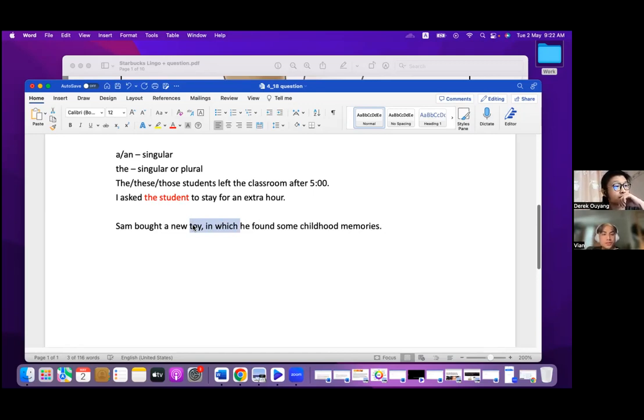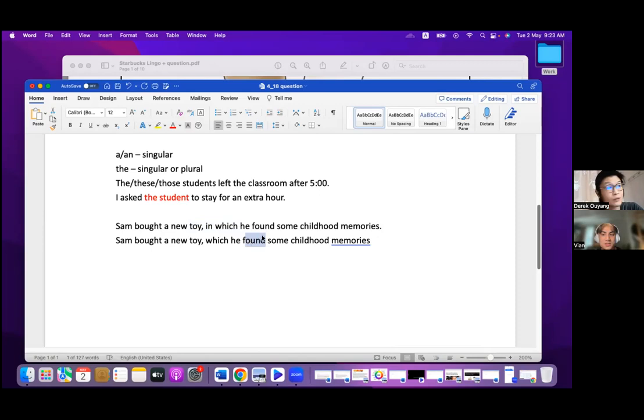Why don't you just use "which"? Because you're talking about inside it, right? The difference between "in which" and "which" is that when you say "in which," you put a preposition "in," meaning inside something. Inside that toy, he found some childhood memories. Oh, okay. If you want to change "in which," you can say, Sam bought a new toy which he found some childhood memories. Now, you found something from something else, right?